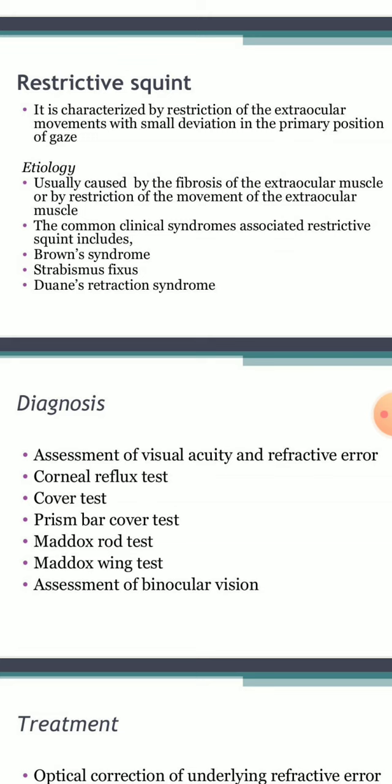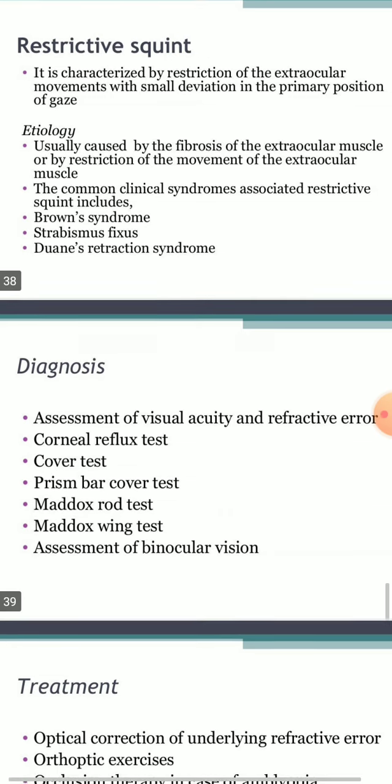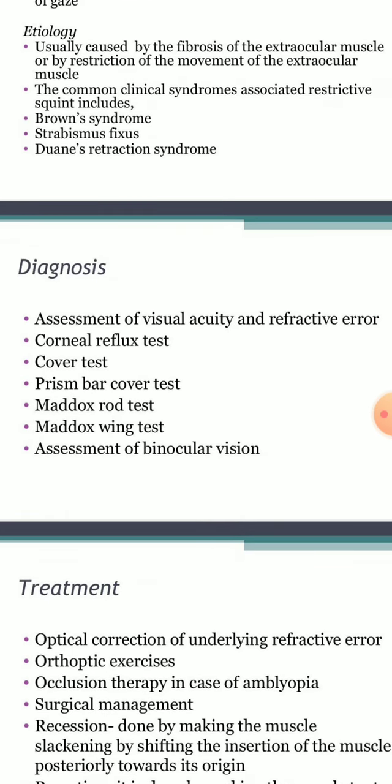Restrictive squint. It is characterized by restriction of the extraocular movement with small deviation in the primary position of gaze. Etiology: usually caused by fibrosis of the extraocular muscles or by restriction of the movement of the extraocular muscles. The common clinical syndromes associated with restrictive squint include Brown syndrome, strabismus fixus, and Duane retraction syndrome.